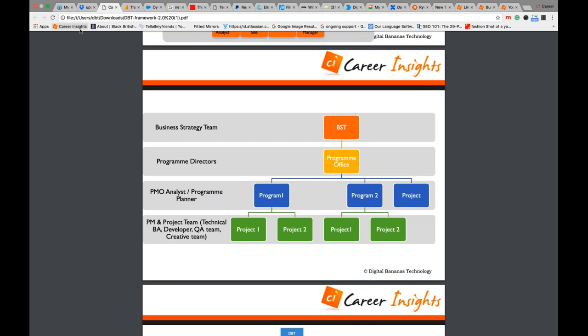So if you think about it over here, we have the business strategy team who comes up with a strategy for the year. It's handed over to the program office, who converts the strategy into a portfolio of programs and projects, and that program is broken down into projects, and then the project managers implement the projects. I hope it's making sense now, slowly.